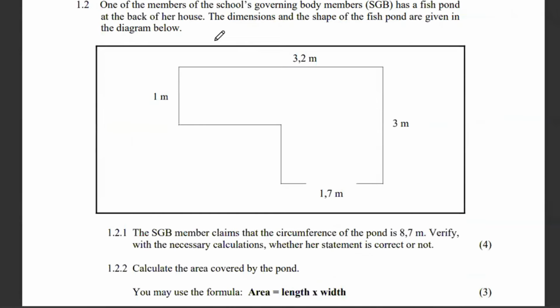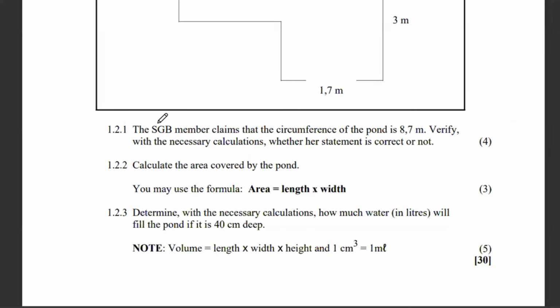Okay. One of the members of the school's governing body, the SGB, has a fish pond at the back of her house. The dimensions and the shape of the fish pond are given in the diagram below. The SGB member claims that the circumference of the pond is 8.7 meters. Verify with necessary calculations whether the statement is correct or not.